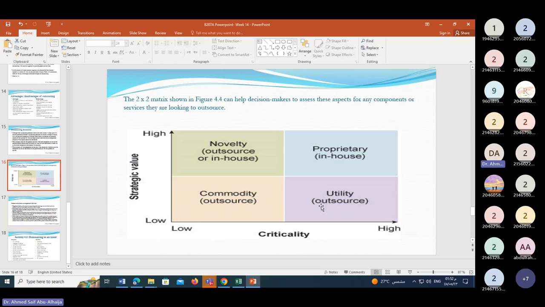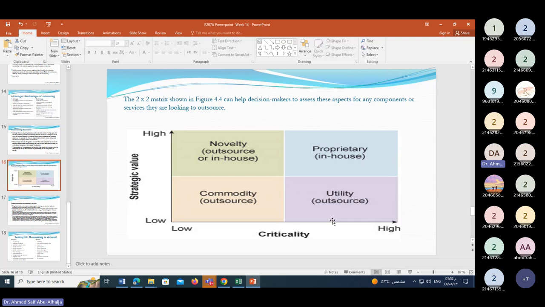طيب, what about the double high? It's high in terms of criticality and high in terms of strategic value. So it affects the competitive advantage and also the performance. In that scenario, this is proprietary. Means what? In-house. This is what you need to manufacture. Please do not depend on other companies to do it for you because this is dangerous. حلو الكلام. Double low, commodity, outsource. Double high, in-house. Do it by yourself. Very nice.